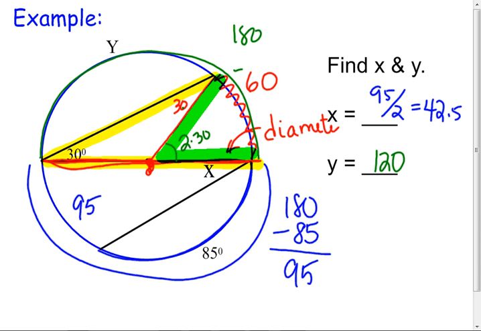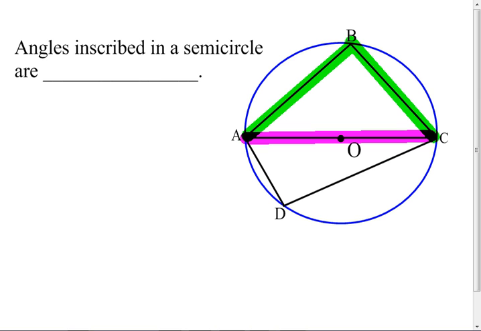Might be. Yeah, that wouldn't be right. 47.5. That's okay, but that's why I prefer to see 95 halves. Then I don't have to deal with that.